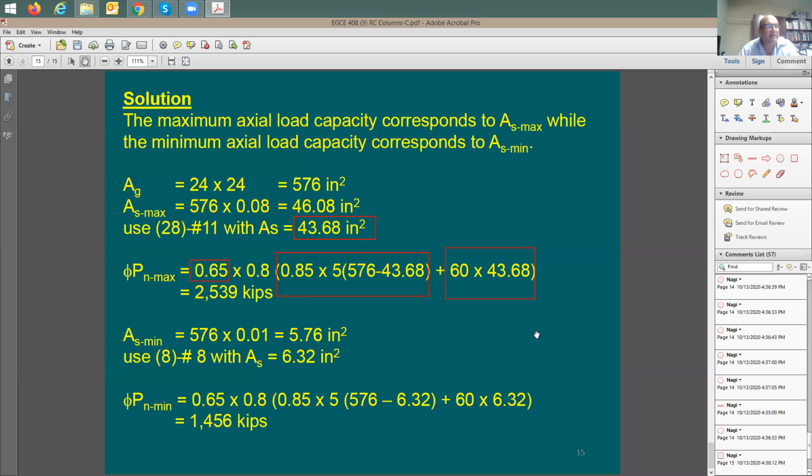How about the concrete? Concrete is going to be the net cross-section area of the concrete. It's going to be equal to A sub G, the 576, subtracting the 43, not the 46. 46 was just a number for the limit that you cannot go beyond. But it does not mean that this is going to be your choice and the number that you need to use in your analysis. Net 576, subtracting 43, and at the end, this is going to be the maximum strength you can use for this column. It's going to be 2500. So roughly 2500 is the maximum strength.